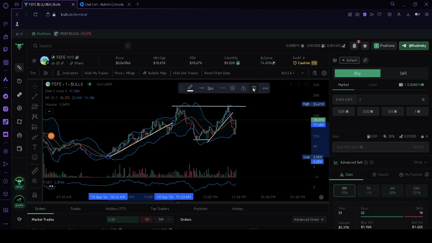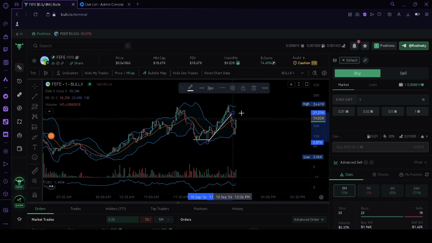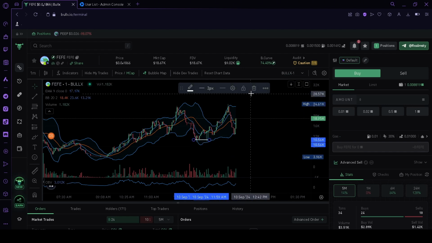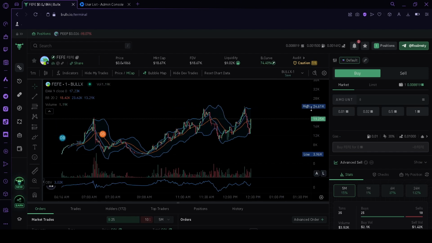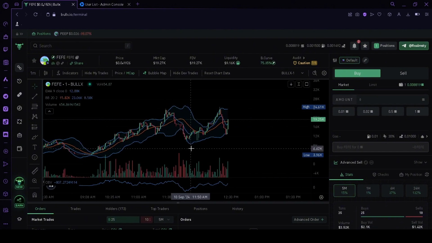Now let's go on to key things like change of character and break of structure. If you guys want to write this down: change of character. Okay, let's start with break of structure. Break of structure is, let's say, right here.